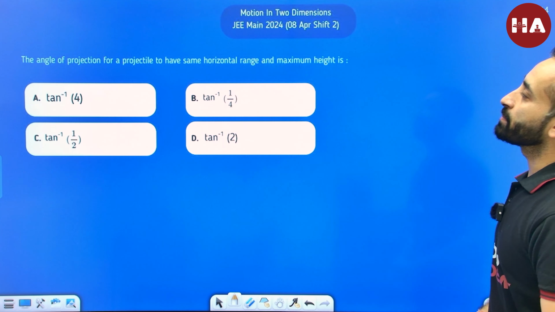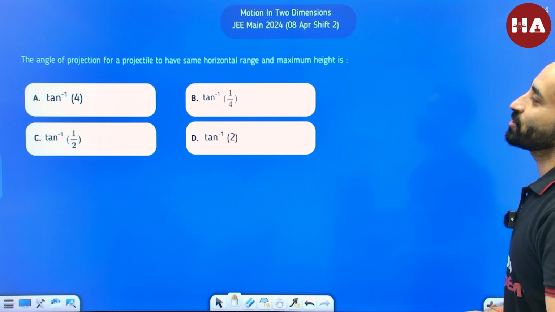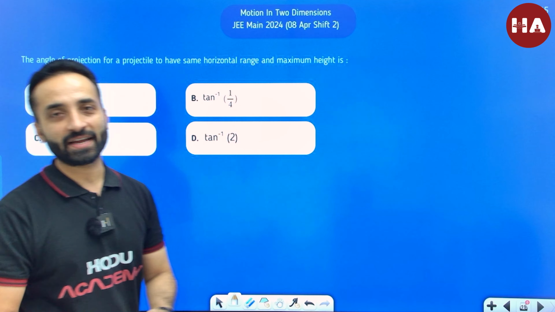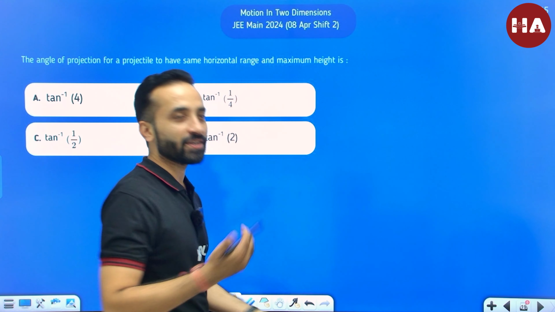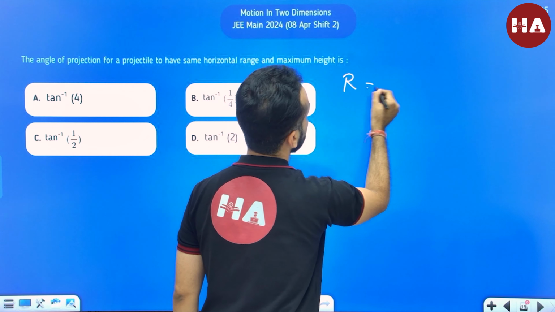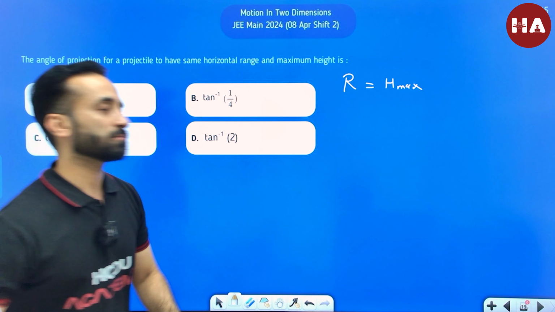So the next question is from JEE Mains 2024, 8th April shift 2. The angle of projection for a projectile to have the same horizontal range and maximum height. I think all the students have done this question, and every teacher will make the students do such a question where they are talking about equating the range and maximum height. So there is a coincidence that the range and the maximum height become equal.